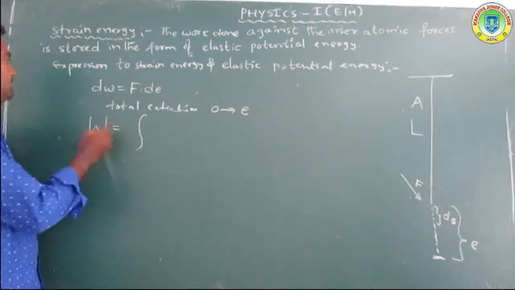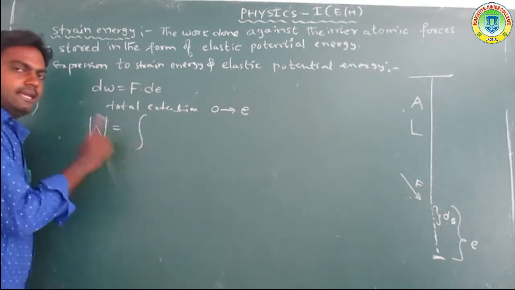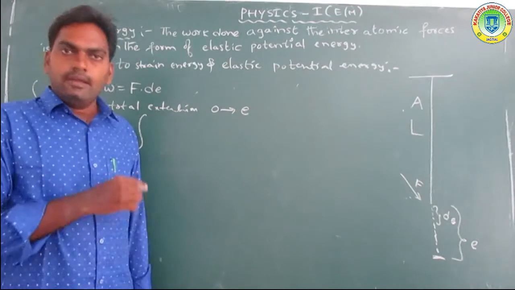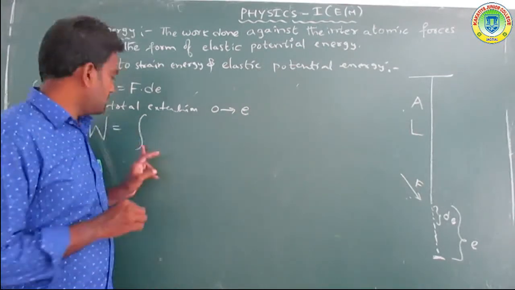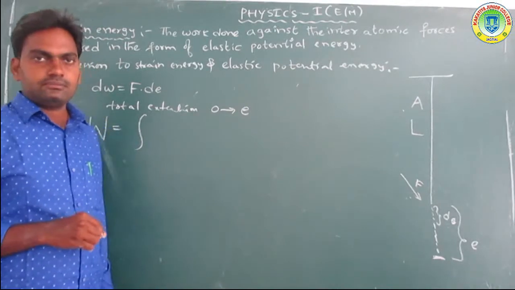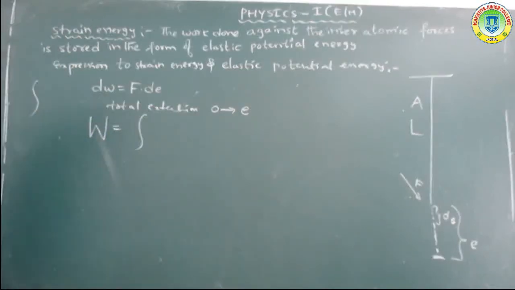That line is called the integration. Integration is introduced in maths at the intermediate level. So this is called integration, which means the total construct. So integration of F dw.